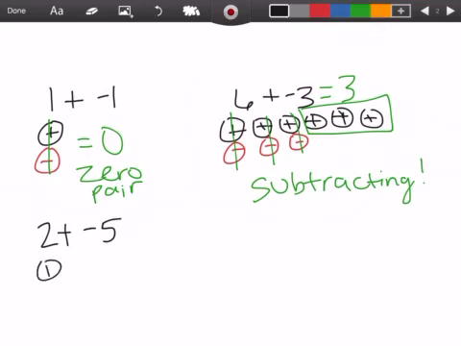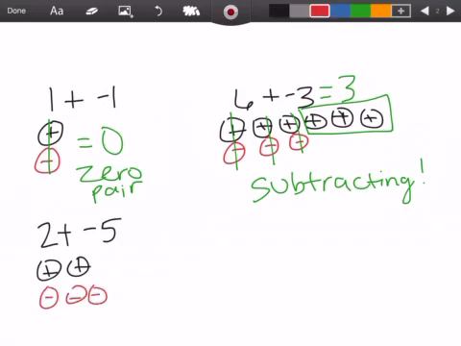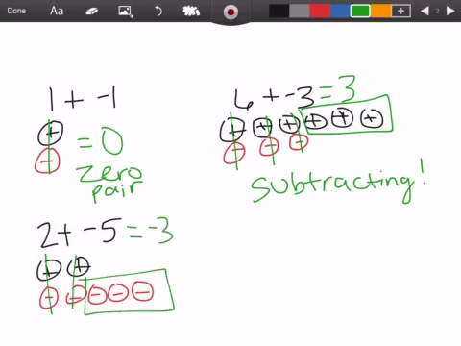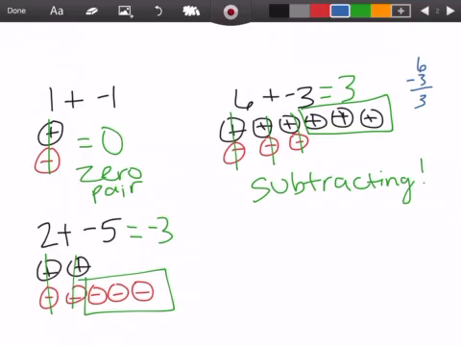All right, so let's do another one. Let's say I start with 2 positives, and I add to that 5 negatives. How many 0 pairs can I make? 2 0 pairs, so subtract the 2 0 pairs, and I'm left with 3 negatives, negative 3. Now, I want you to notice that on these 2 problems, when I subtracted, I basically subtracted 6 minus 3, and I got 3. And then my answer was positive because I started with more positives than negatives. So there were more positives left over after the subtraction happened.